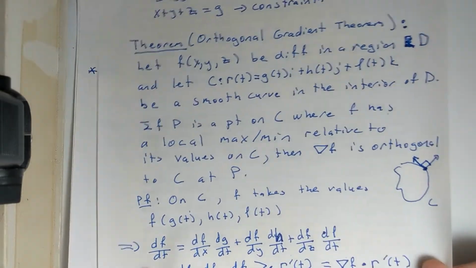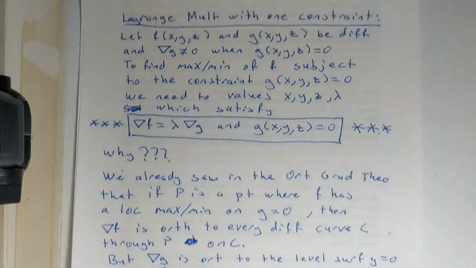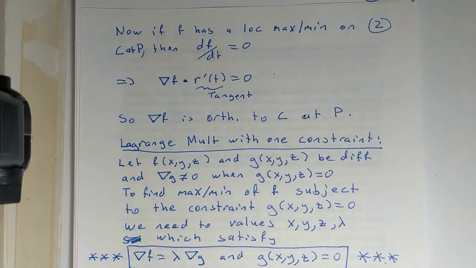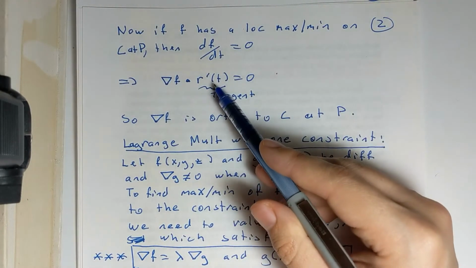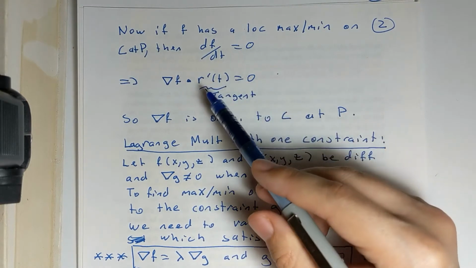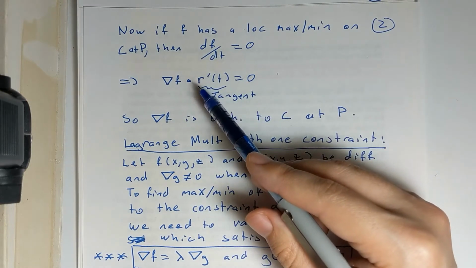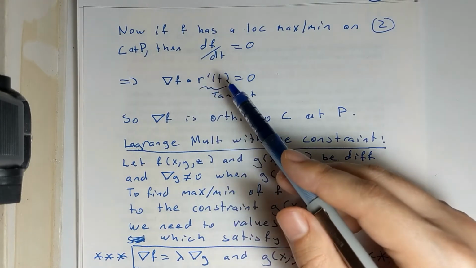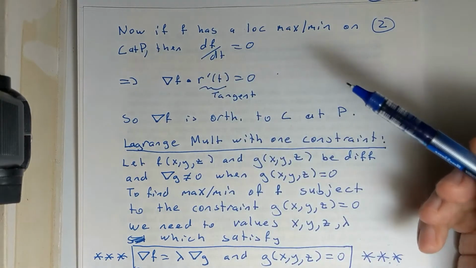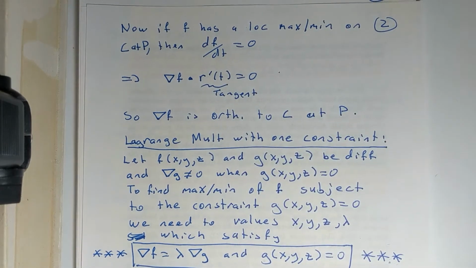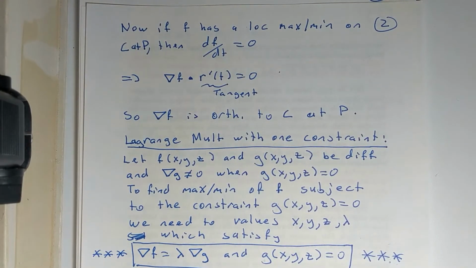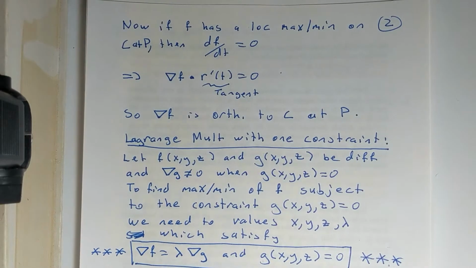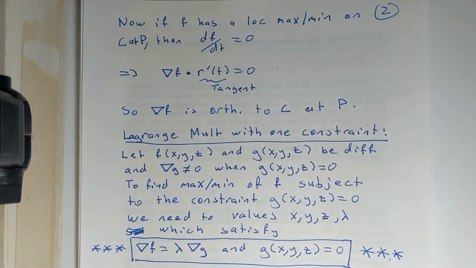is df/dt. Now, as I said, when we're looking at a maxima or minima, we'd like df/dt to be 0. So that's going to imply the gradient of f dot r prime of t is 0. Remember, two vectors give a dot product of 0 when they're orthogonal, perpendicular to each other. So the gradient of f is perpendicular to r prime, in other words, perpendicular to the tangent to the curve. So we conclude that the gradient of f is orthogonal to C at this point P, where we have an extremum.